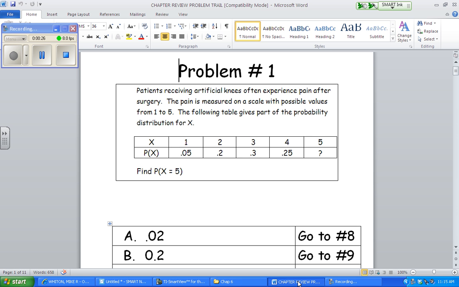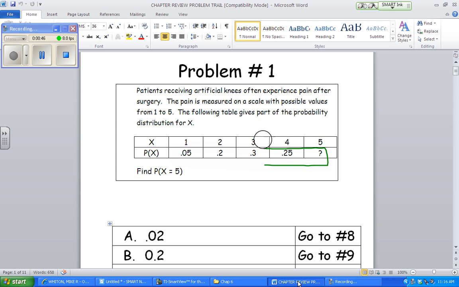So this one, again, it's just one of those rules. If all the probabilities in a discrete distribution, or any actually, they need to add up to 1. So you have just one missing piece there. You can add those up and subtract from 1, and you should get the answer of B, 0.2 for number 1.